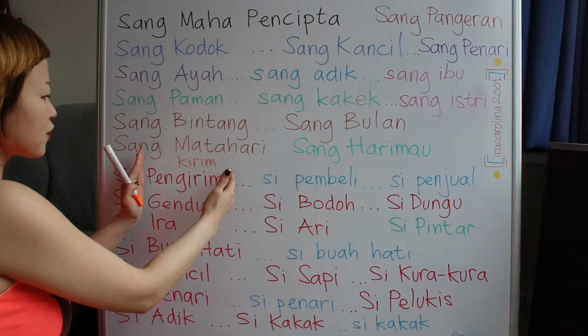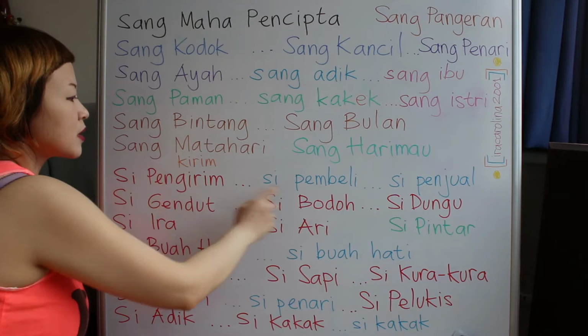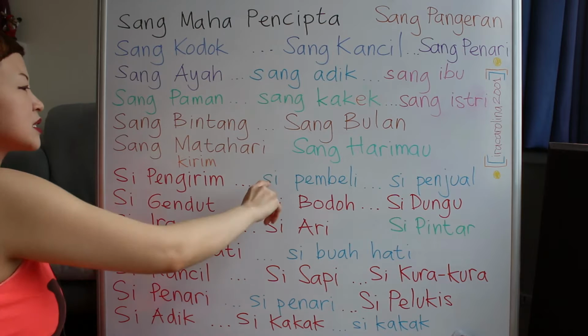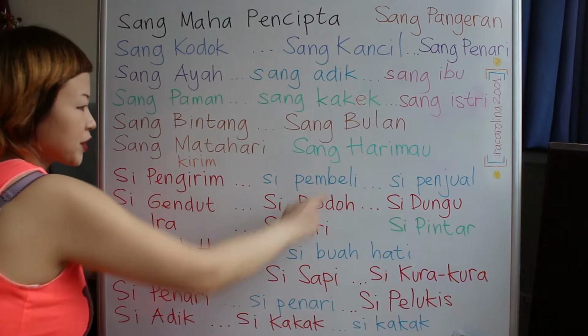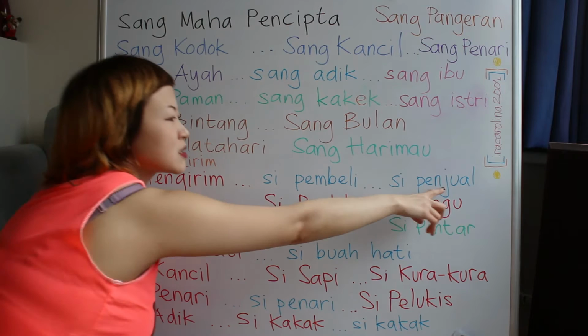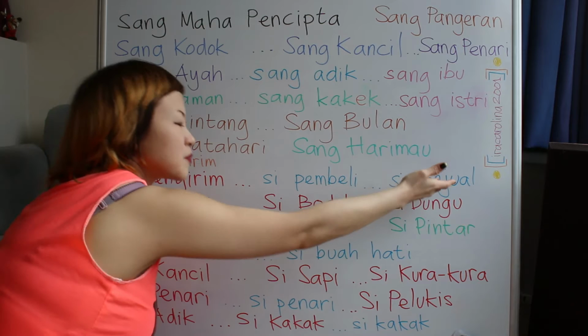But this is one word. This is also one word. Beli is buy. Prefix pe, same as this one, but this starts with B, so it becomes the prefix pem, the buyer. Si pembeli. One word. This is also jual, sell, with prefix pe, because it starts with J, it becomes penjual, seller. The seller, si penjual.